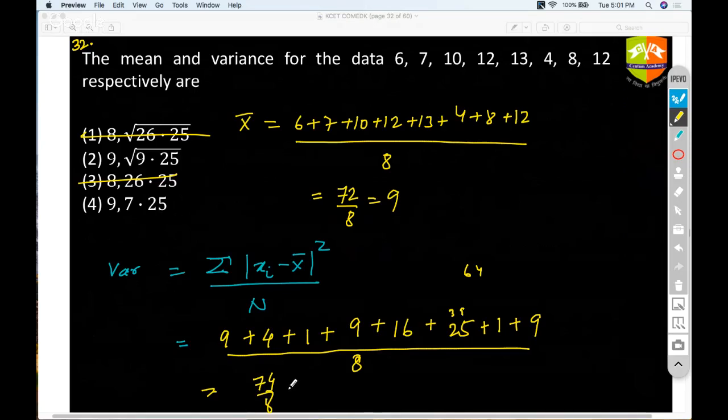74 by 8 should be approximately 9.25. That means none of the options are coming out to be correct, right? None of the options are there. Yeah, this root should not have been there actually. Then option number 2 would be correct. Anyway, this is a doubtful question. So I'll move on to the next one.